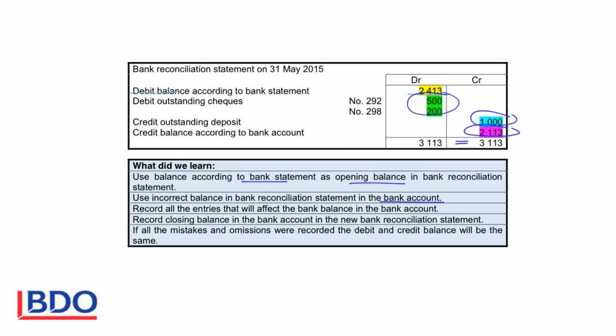Record all the entries that will affect your bank balance in the bank account, indicating the account that will be credited when you debit the bank account, or the account that will be debited when you credit your bank account. Record the closing balance of the bank account in the new bank reconciliation statement, and if all the errors, mistakes and omissions were corrected, the debit side and the credit side should be the same.